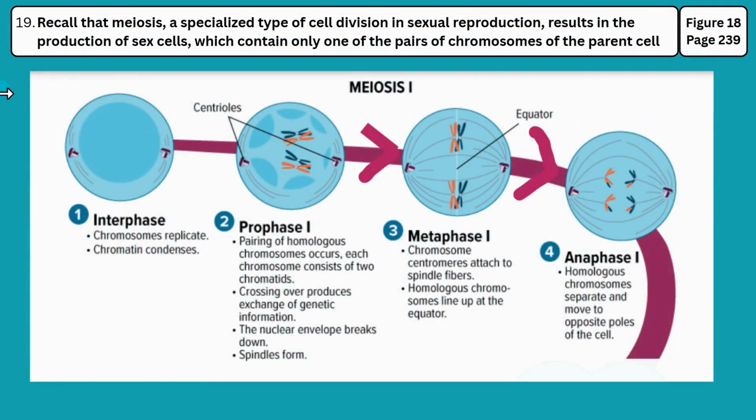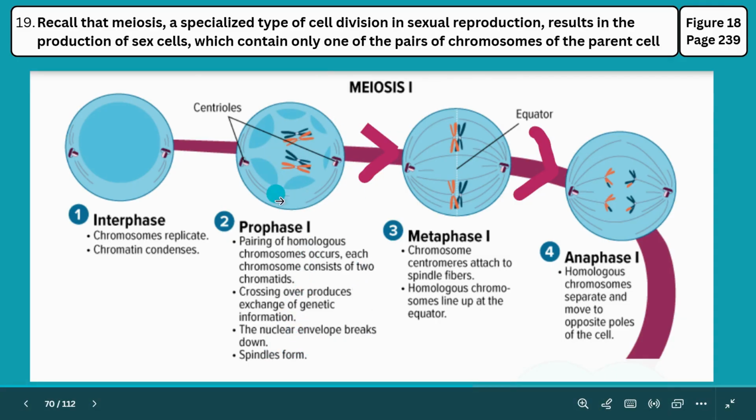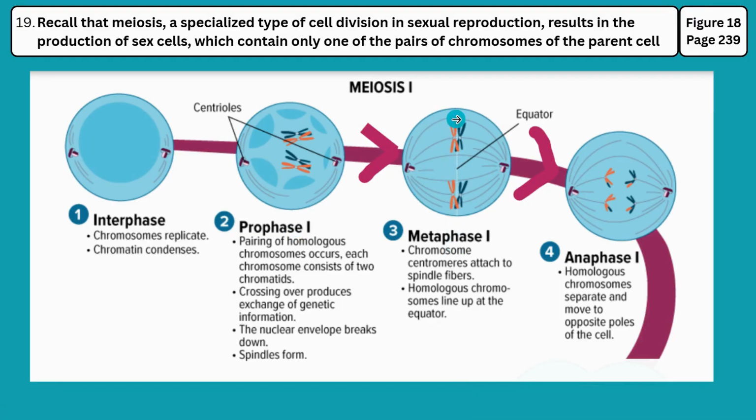So let's go through it. Okay, so this is meiosis 1. Interphase: chromosomes replicate, chromatin condenses. In prophase 1, homologous chromosomes pair together and crossing over starts taking place. Then the nuclear envelope breaks down and the spindle forms. In metaphase 1, they line up and attach to the centromeres, like mitosis. Anaphase 1: the homologous chromosomes separate and move to opposite poles.